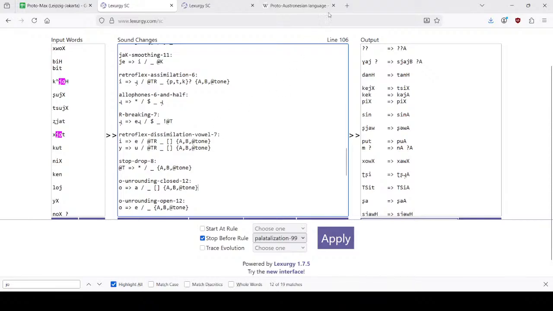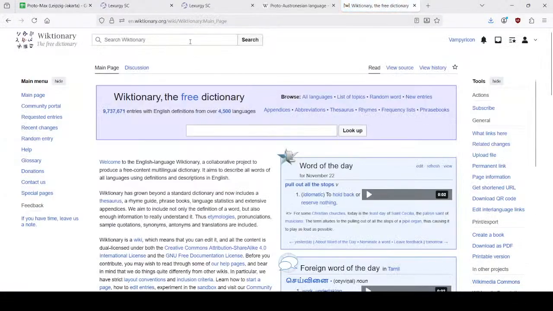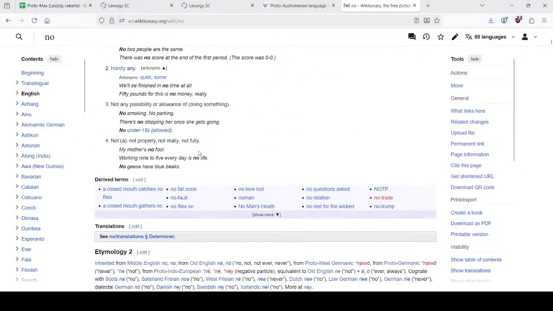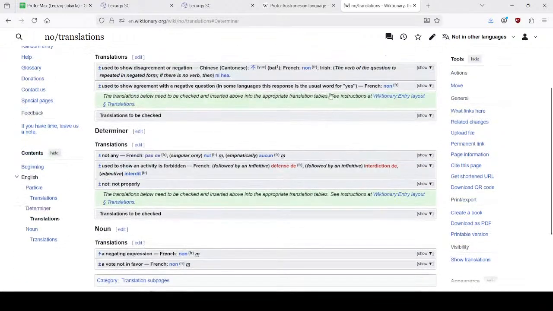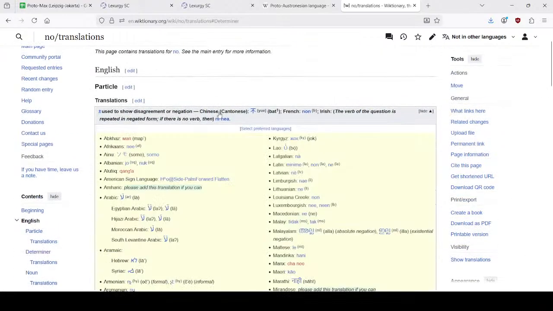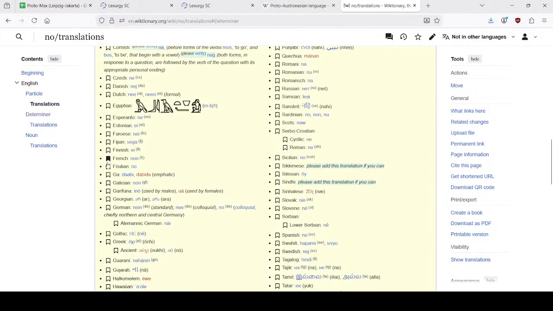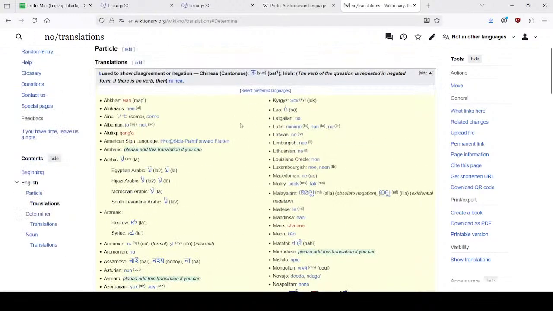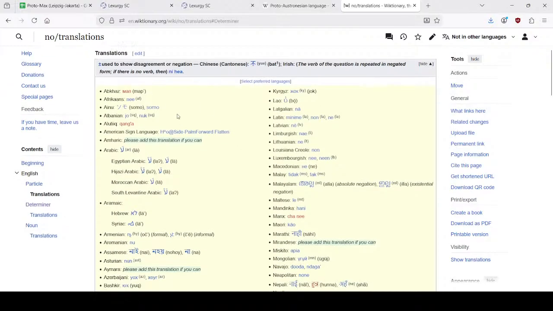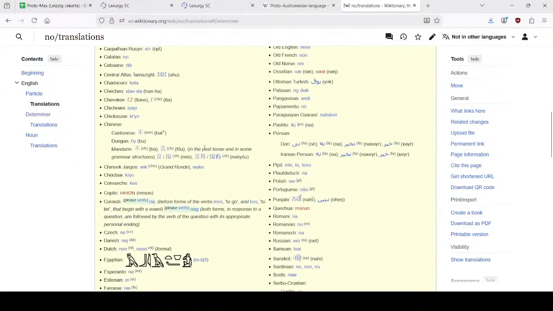Trying to say no in Proto-Austronesian moment. What is no in Austronesian? What would that be? Is it a determiner? No, it's this one. I should probably remove French since I've dropped it. Goodbye, French. Save. There is no verb, or the verb of the question is repeated in negated sentences.